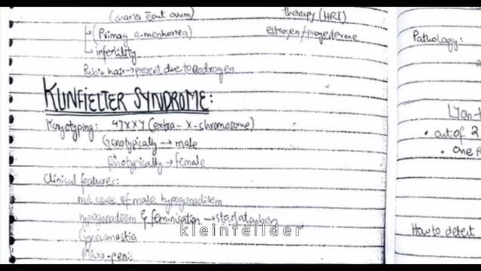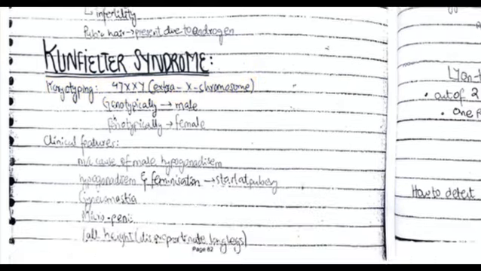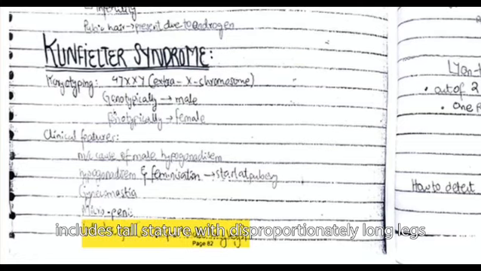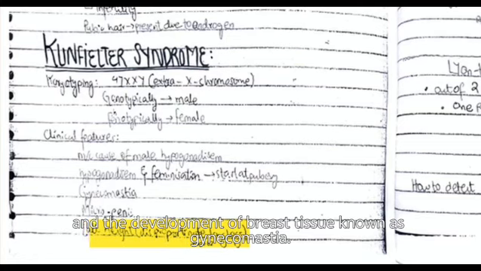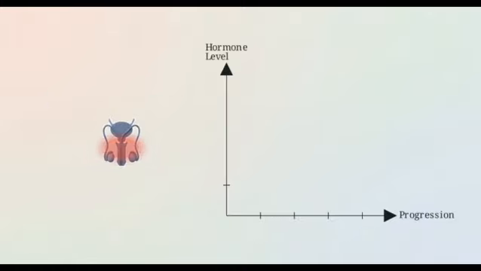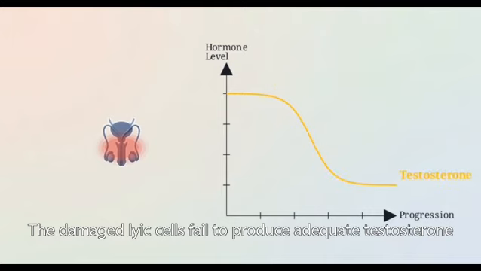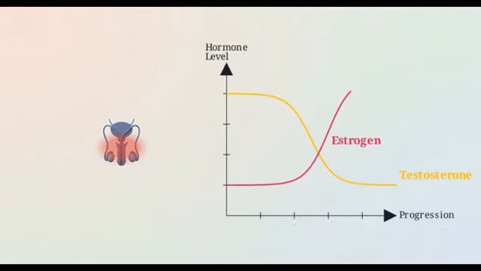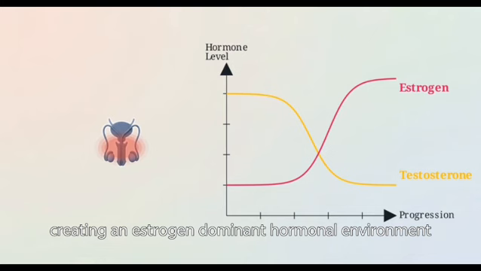Conversely, Klinefelter syndrome is driven by an addition, an extra X chromosome, resulting in a 47XXY karyotype. The physical presentation includes tall stature with disproportionately long legs and the development of breast tissue, known as gynecomastia. The extra genetic material damages the testicles, causing primary hypogonadism, severe oligospermia, and infertility. The damaged Leydig cells fail to produce adequate testosterone, creating an estrogen-dominant hormonal environment.